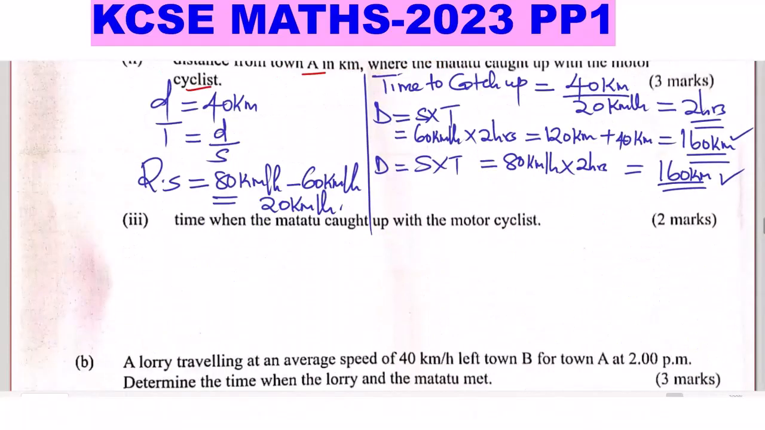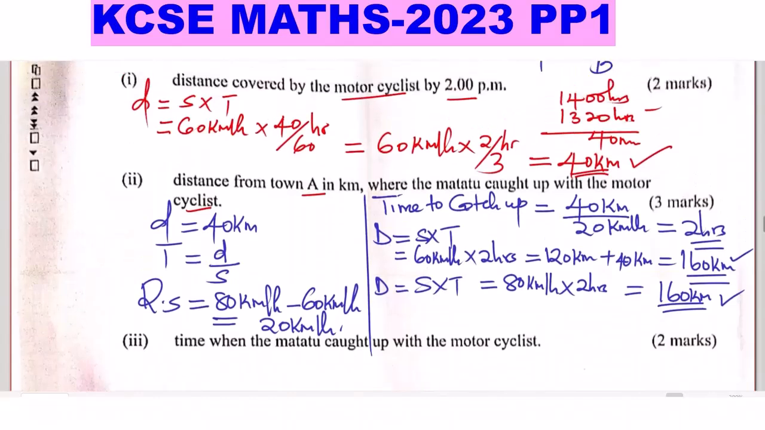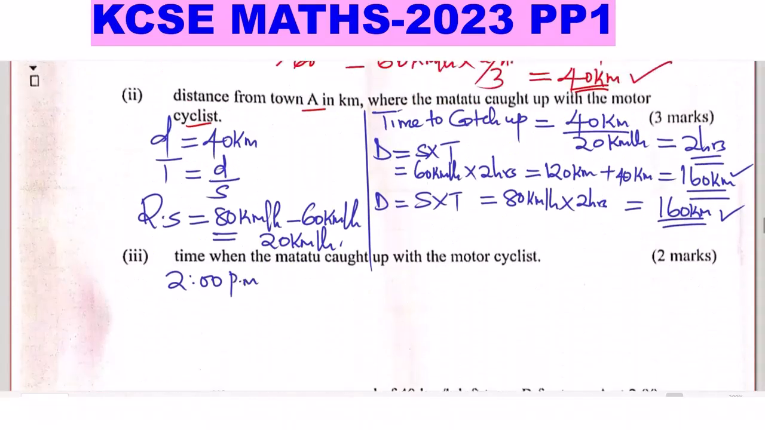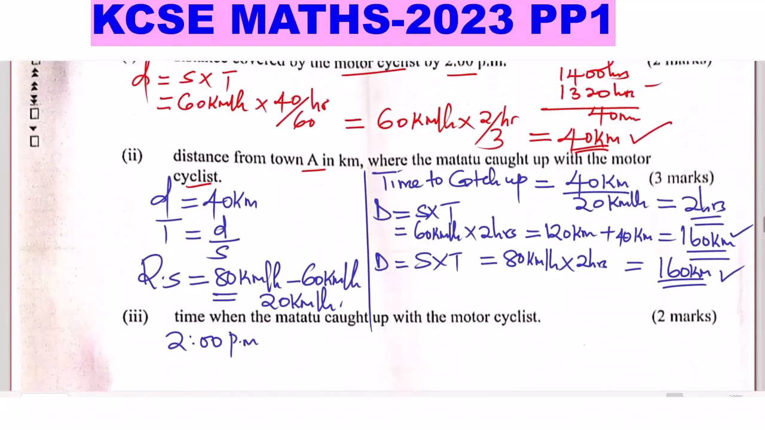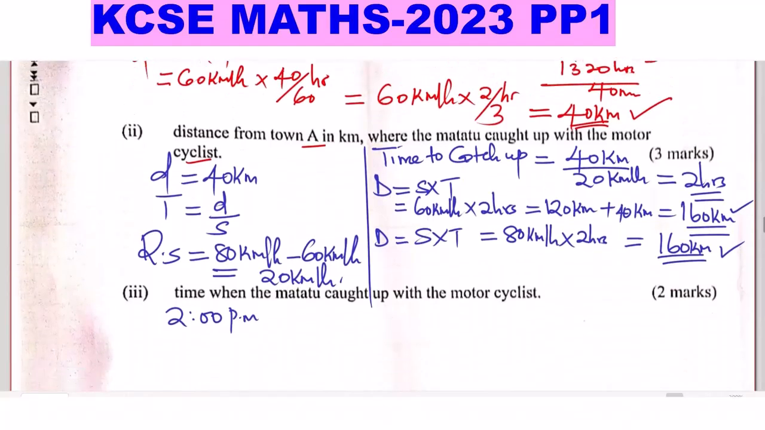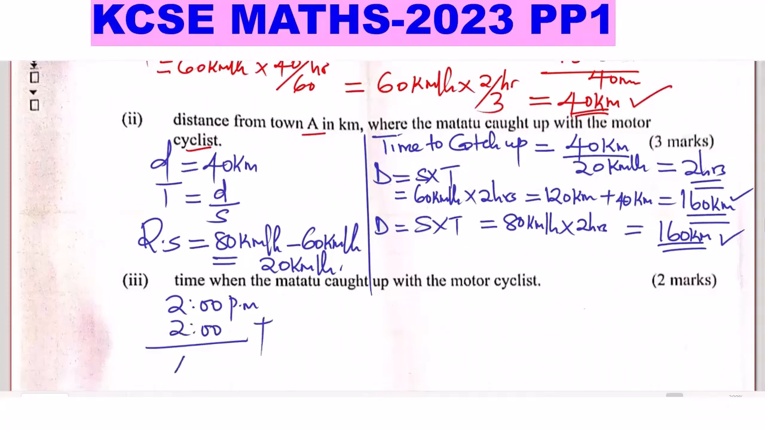Part 3, the time when the matatu caught up with the motorcyclist. So the matatu began the journey at 2 p.m. Then the time taken to catch up is 2 hours. So we just need to add 2 hours, and this will give 4 p.m., or you can give it as 1600 hours. That is the time when the matatu caught up with the motorcyclist.